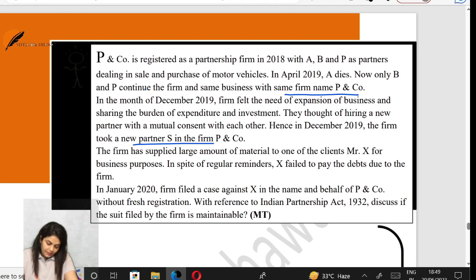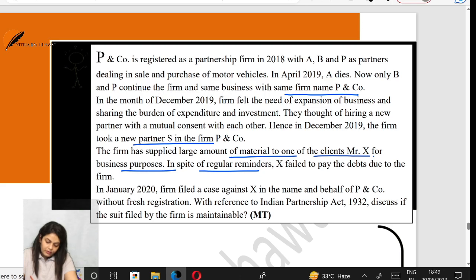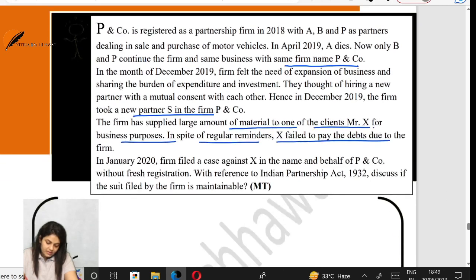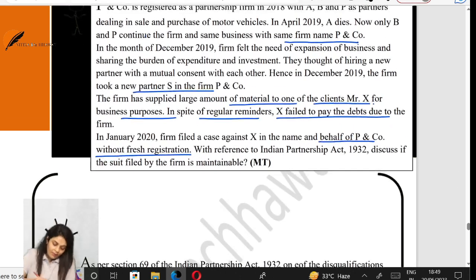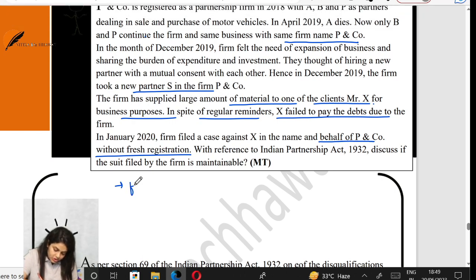The firm had supplied a large amount of materials to one of the clients, Mr. X, for business purposes. In spite of regular reminders, X failed to pay the debts. In January 2020, the firm filed a case against X in the name and on behalf of P and Company without fresh registration. If a partnership firm wants to sue a third party, two conditions have to be fulfilled.